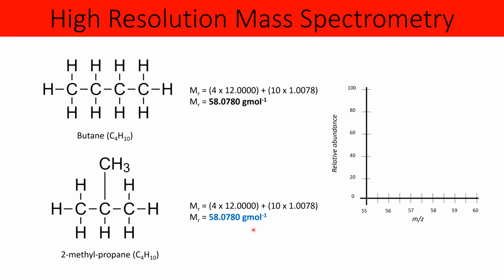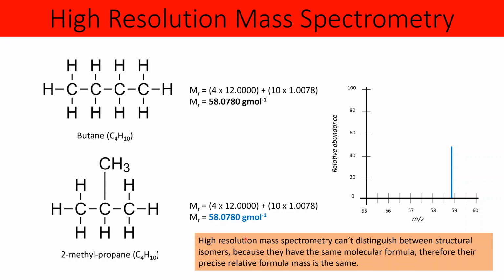So what I'm saying here is that you cannot distinguish between structural isomers because they have the same molecular formula. And if you've got the same molecular formula, well, all of the precise relative atomic masses are the same, and therefore the precise relative formula mass is exactly the same. That would be a nice wording there if you were asked that as a question.